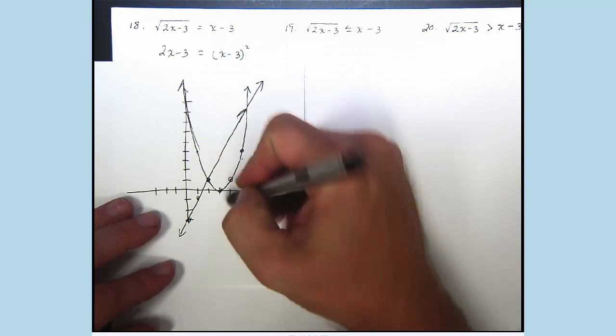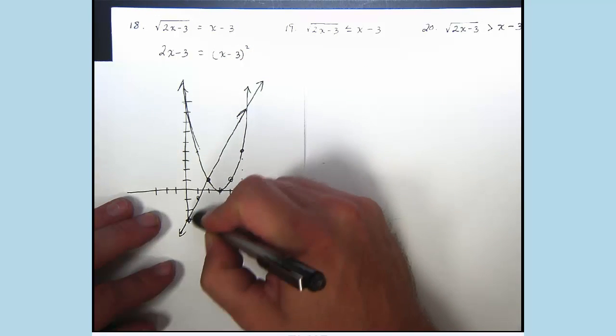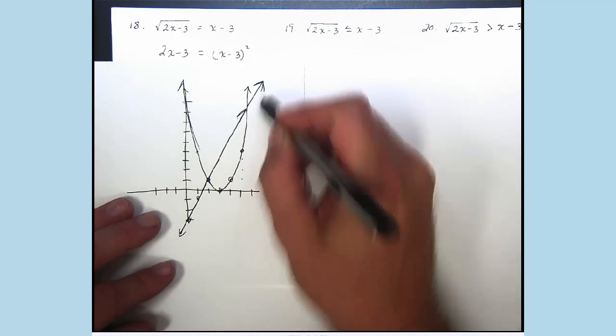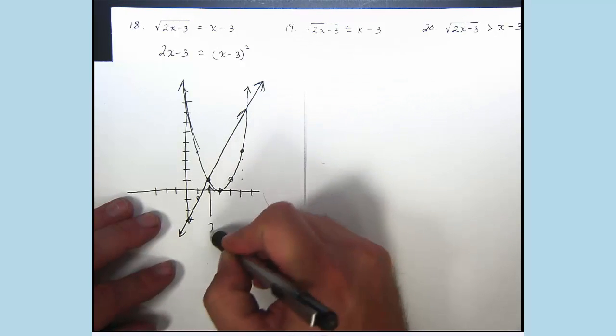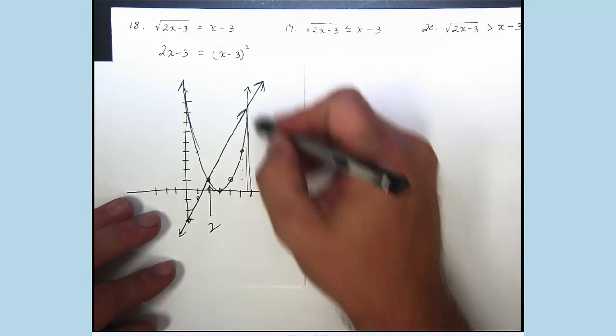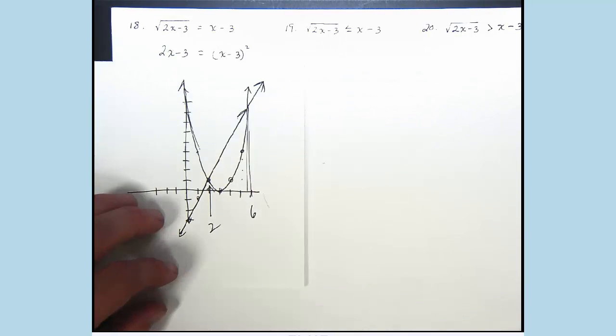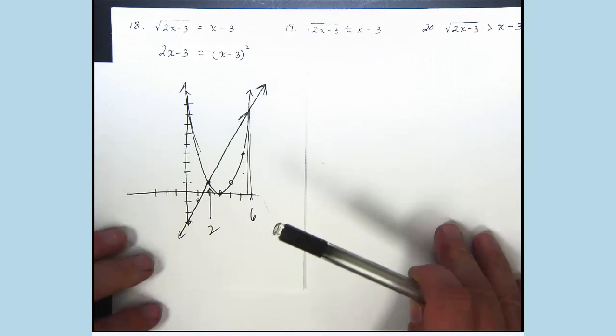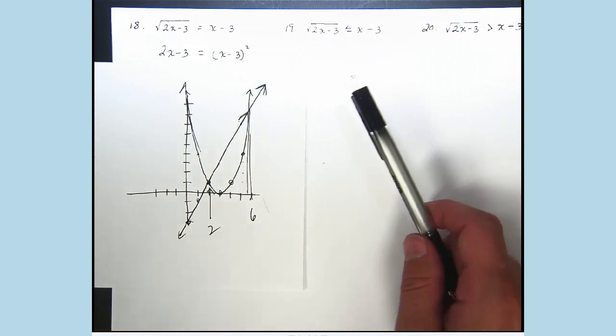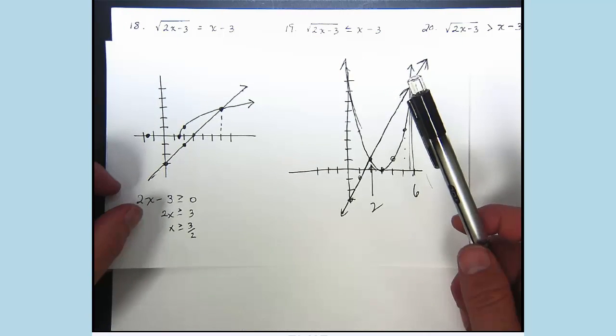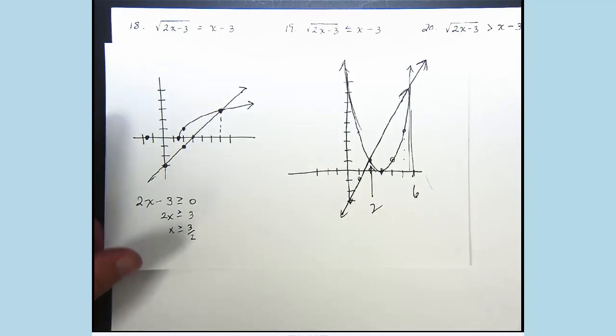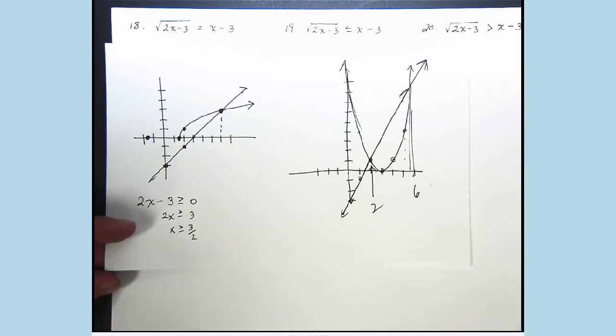So you would get a parabola like this. How many places does the parabola hit this line? 2. At 2 and at, you guessed it, 6. This has 2 solutions. Does this? Not necessarily. All right, so whenever you solve a radical equation, be sure to check your solutions.